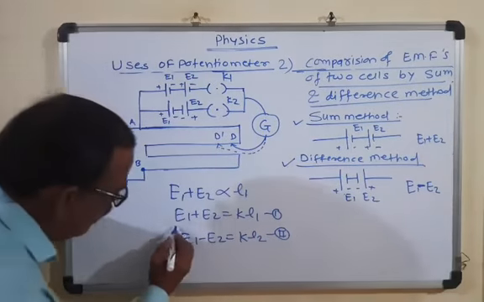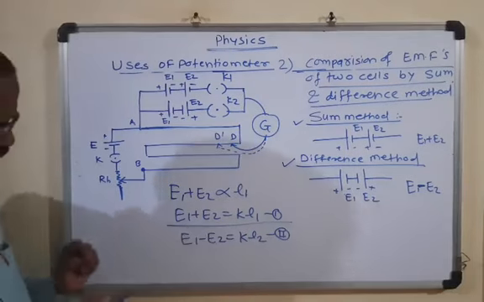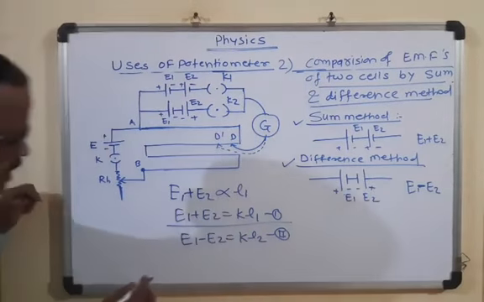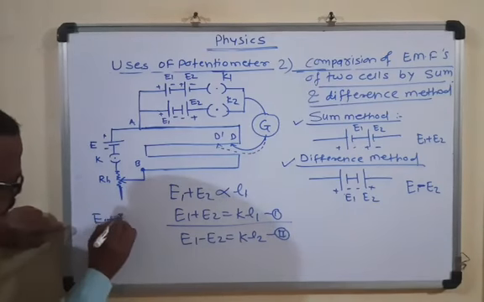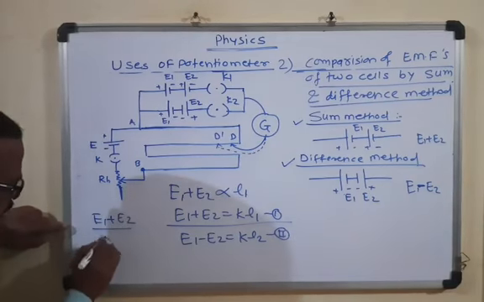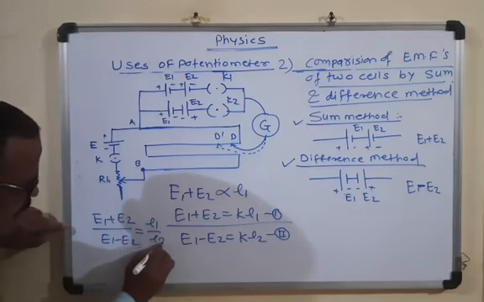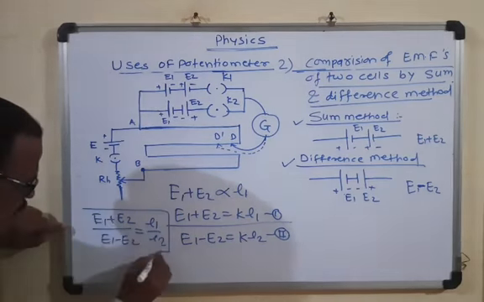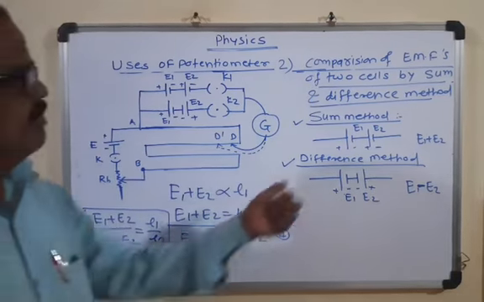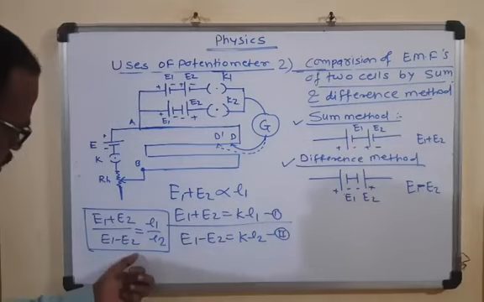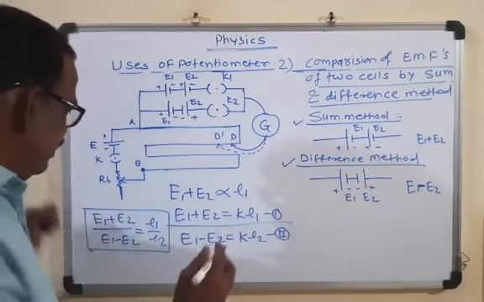Divide equation 1 by 2. Therefore, K gets cancelled and E1 plus E2 divided by E1 minus E2 is equal to L1 divided by L2. With the help of this formula, we can determine the electromotive forces by the sum and difference method. Also, this equation can be written by the componendo and dividendo method.